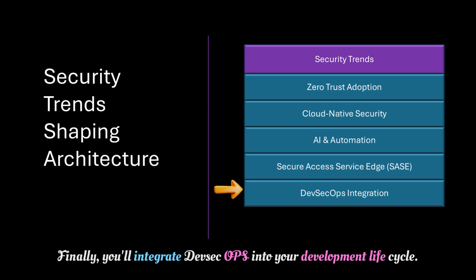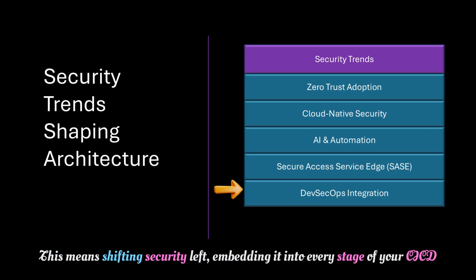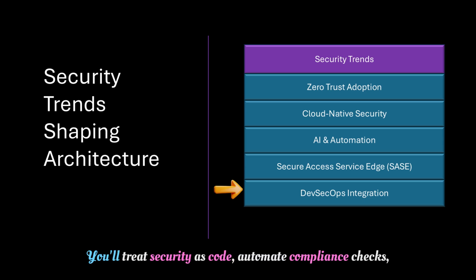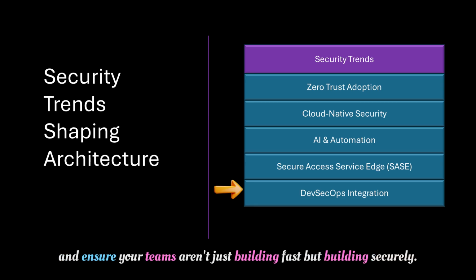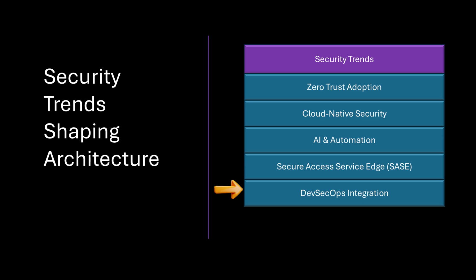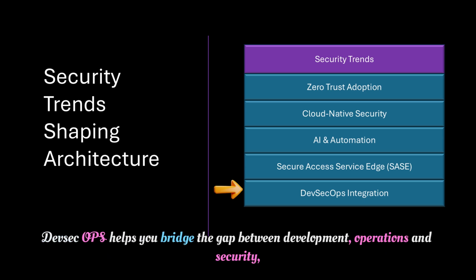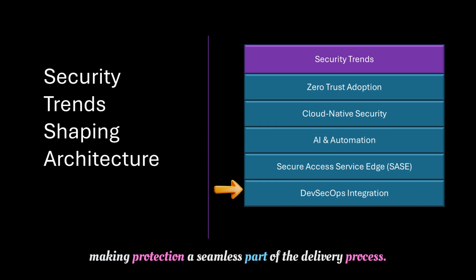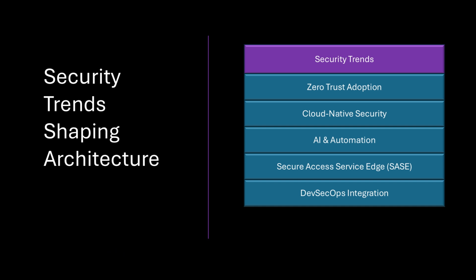Finally, you'll integrate DevSecOps into your development lifecycle. This means shifting security left, embedding it into every stage of your CI/CD pipeline. You'll treat security as code, automate compliance checks, and ensure your teams aren't just building fast, but building securely. DevSecOps helps you bridge the gap between development, operations, and security, making protection a seamless part of the delivery process.